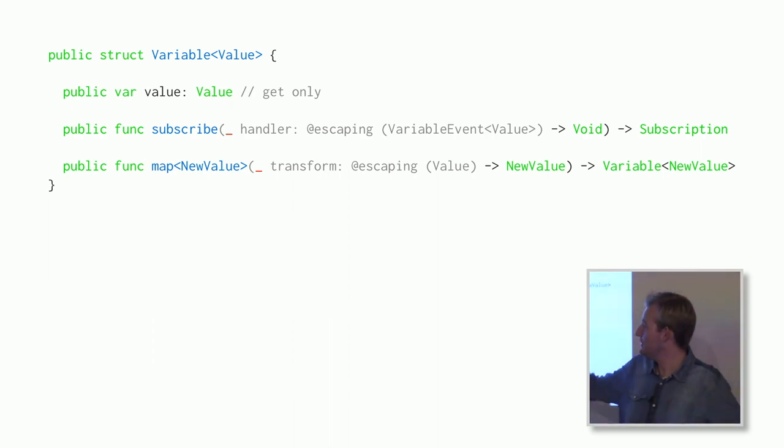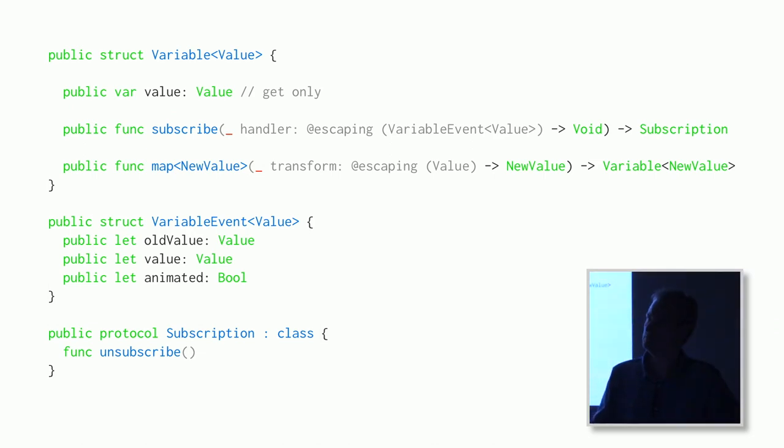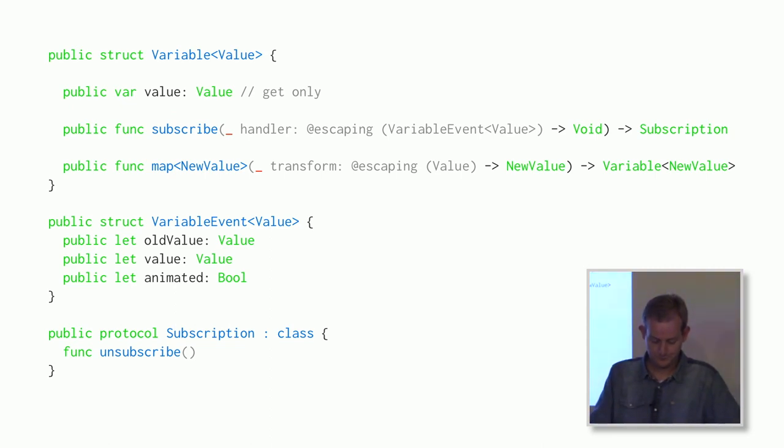And again, when you subscribe, you get called back with a variable event, which is this type. Variable event is a simple struct that has the old value, the current value, and whether the change needs to be animated or not. Yeah, so it's really animated, it's built in, because that's the one we use a lot. And also, it turns out that the old value is very useful to have, and the library had it internally anyway. So then you can do animations from the old value to the new value without having to retain that yourself.